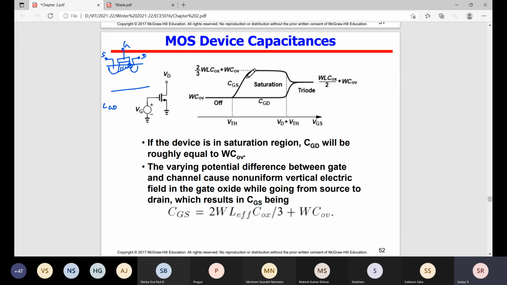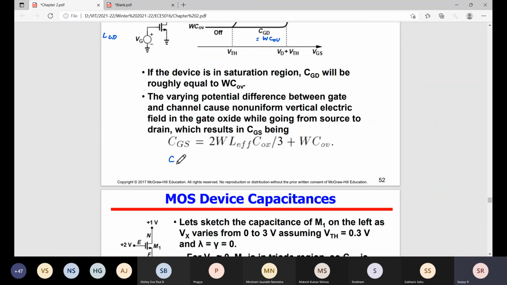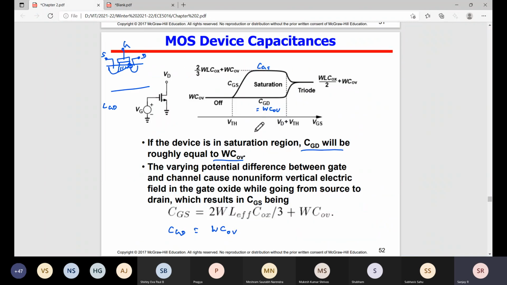So in the saturation region, CGS is 2/3 WLCox plus WCov. You can see that in the saturation region, CGS is higher. What about the drain? The drain will have only overlap, so CGD equals only overlap, WCov. In the triode region, CGS and CGD are equal. In the saturation region, CGS is higher than CGD. In the off condition, both CGS and CGD are only the overlap capacitance. So any doubts here?